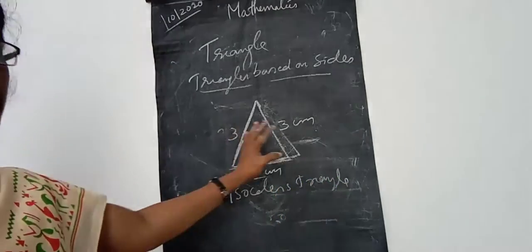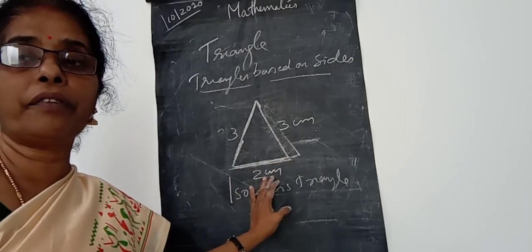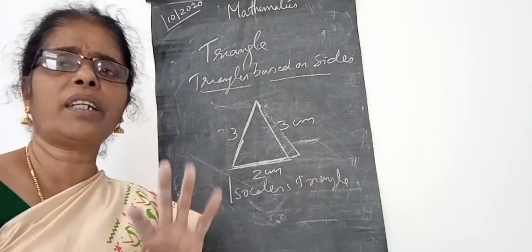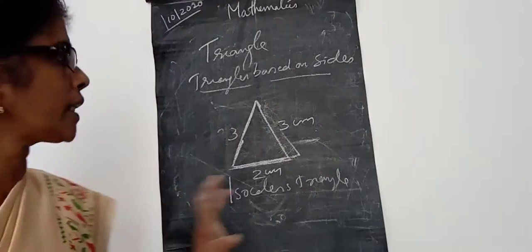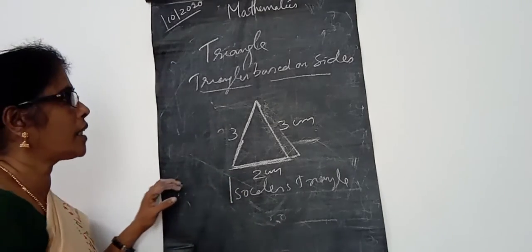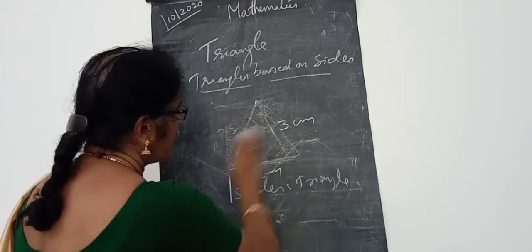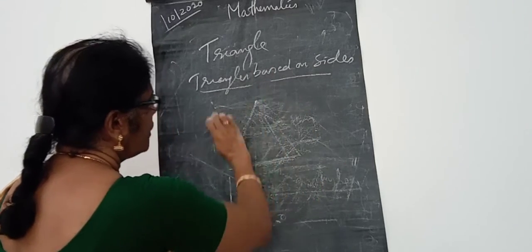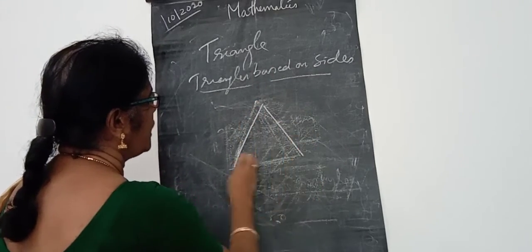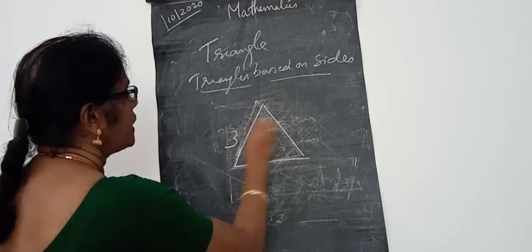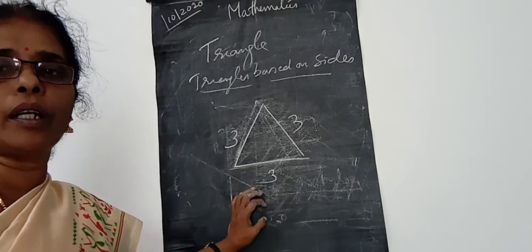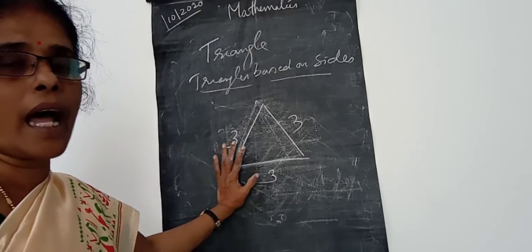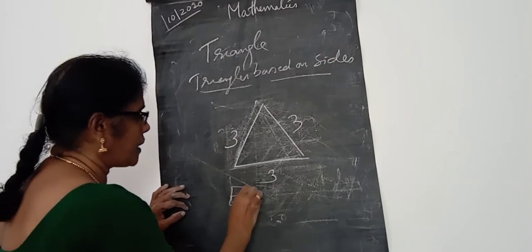If two sides are equal and one side is different, then we call it an isosceles triangle. So the second one is the isosceles triangle. And the third one: if all three sides are equal, look here, 3 centimeters, 3 centimeters, 3 centimeters, all sides are equal, so we call this an equilateral triangle.